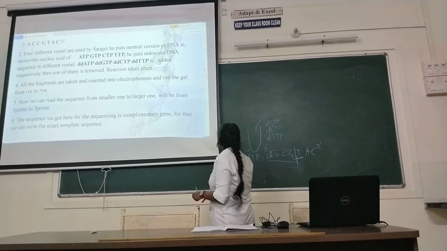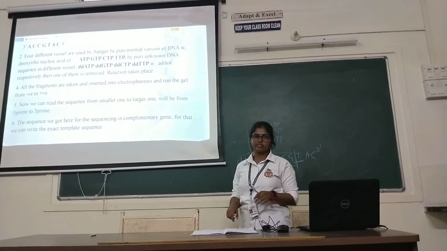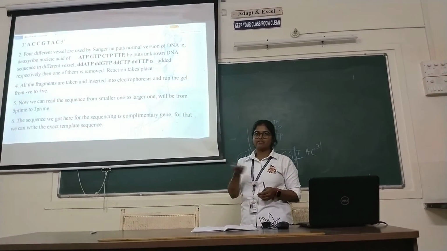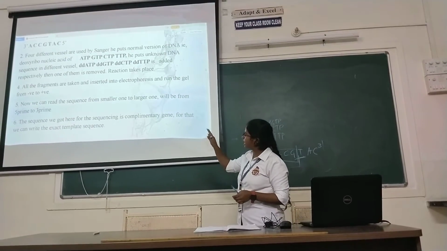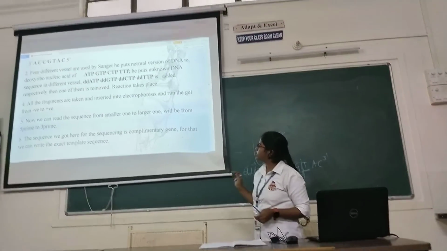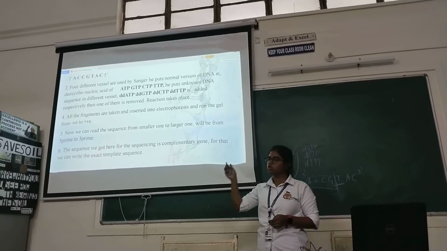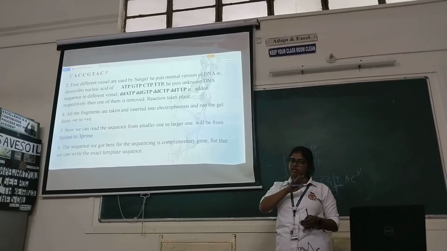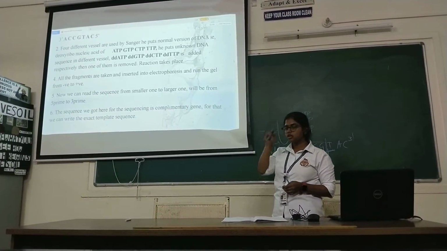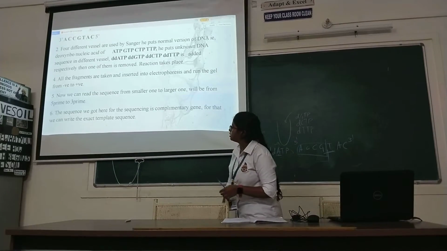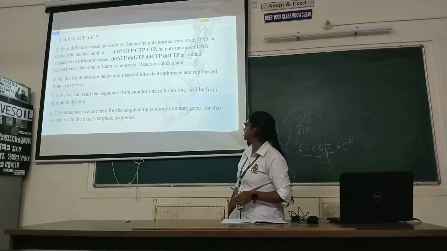We all know that smaller DNA has a very small number of nucleotides, so based on molecular weight, it arranges from smaller one to larger one. The smaller one goes faster towards the positive end. It runs faster, and then the last one, the larger one, will come.